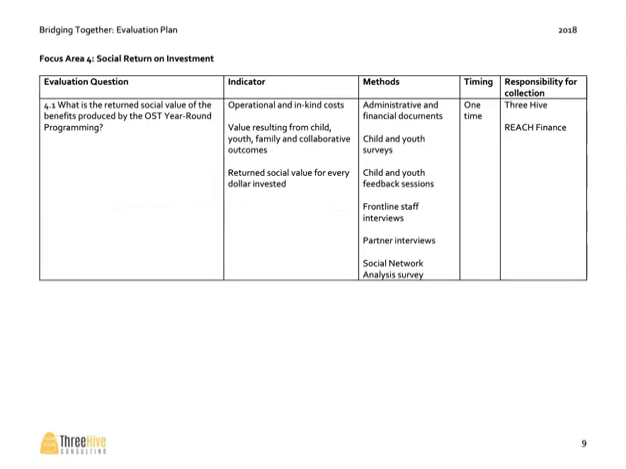And then finally, we completed a social return on investment calculation. The indicators that we used for this were not only the dollars that are provided through different funding, but also the in-kind costs. So many of these programs operate on volunteer hours. Through our social return on investment calculation, we assigned a dollar value to those in-kind costs. We assessed the value that comes from child, youth, family, and collaborative outcomes, and used all of that information to come up with a return social value for every dollar invested.